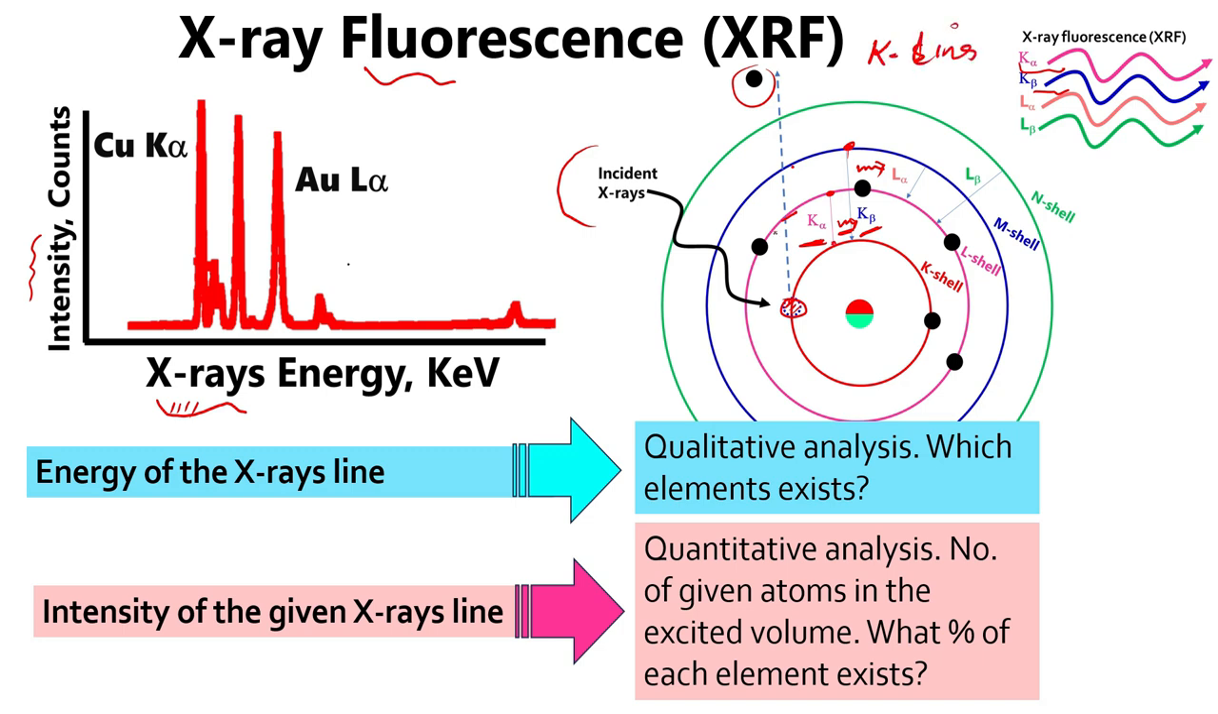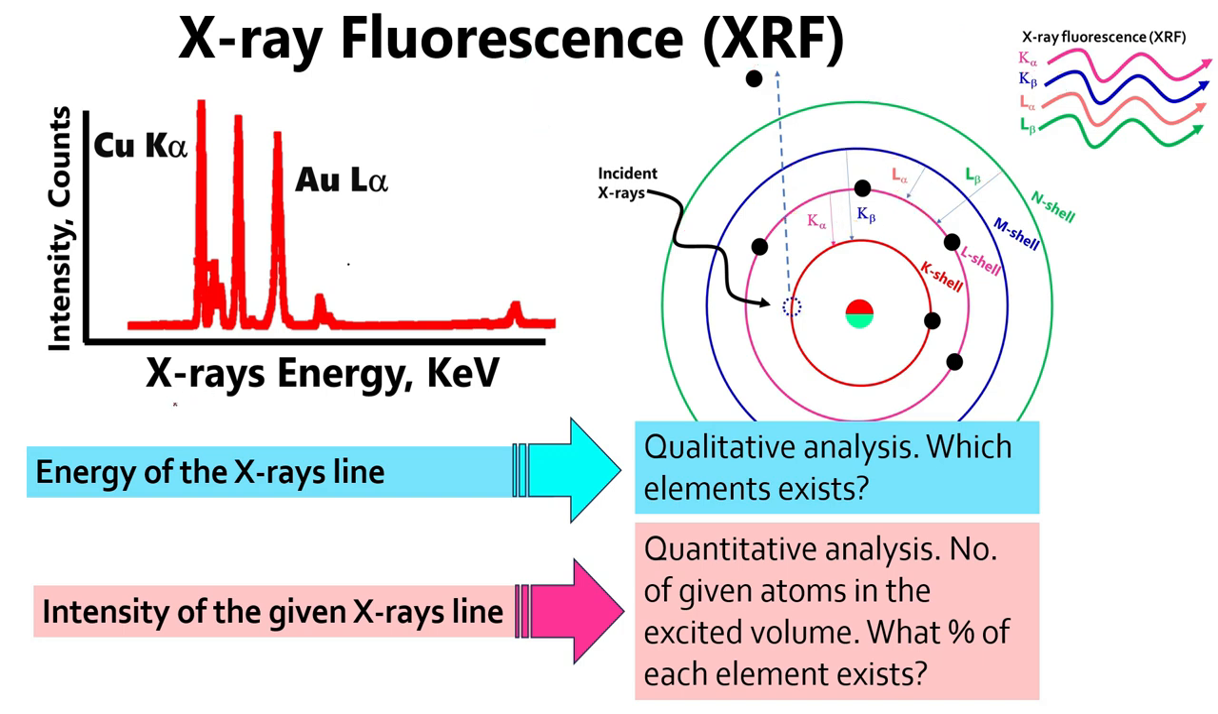Similarly, there is a probability that this X-ray can cause a vacancy in the L shell. Now the M shell electron will fill this vacancy, or the N shell. If the M shell fills it, that is called L alpha. If the N shell fills it, that is called L beta. And similarly, those L alpha and L beta, we call L lines. This is how we get X-ray fluorescence.